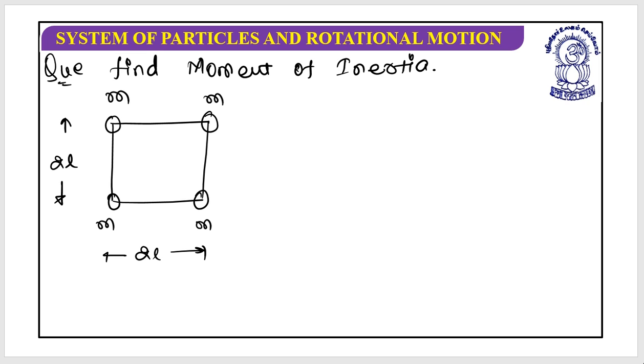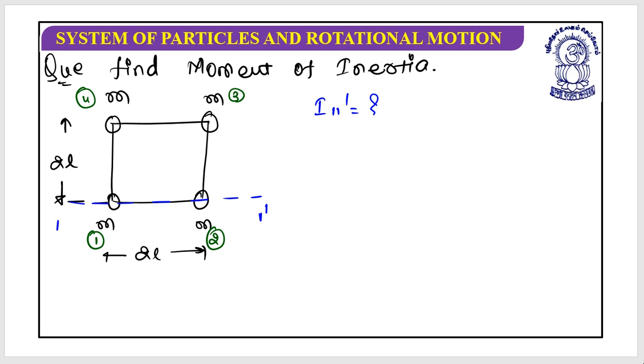Let's have a look. This is my 1 1 dash and I require this. Let's give the masses numbers: 1, 2, 3, 4. So to find I11 dash, what I need to do is this.